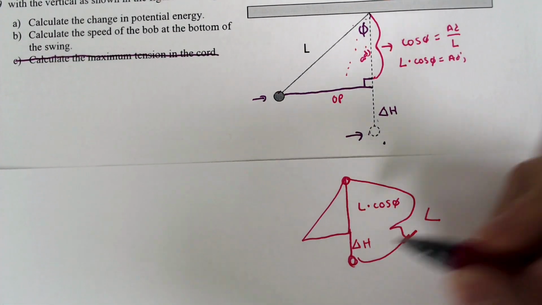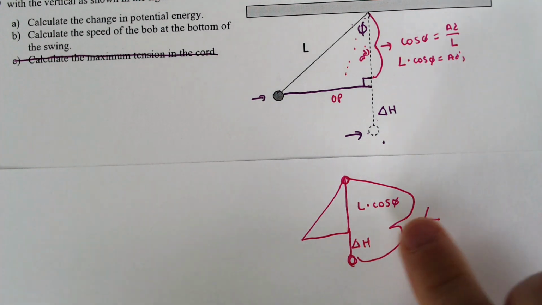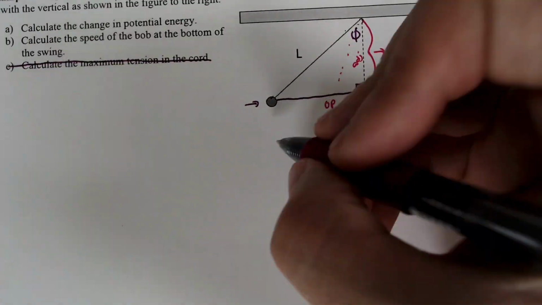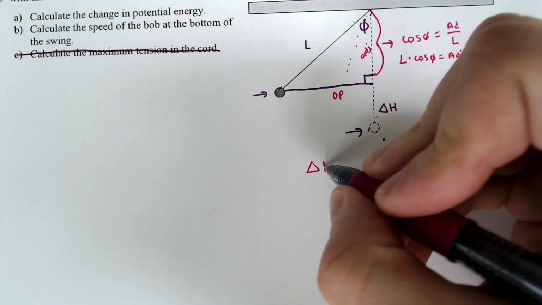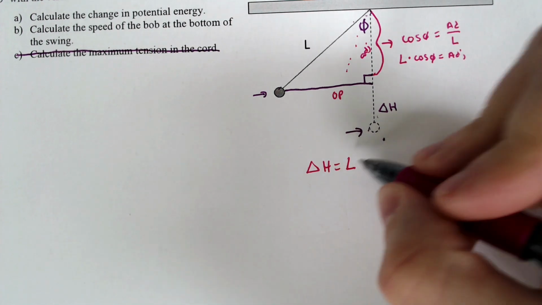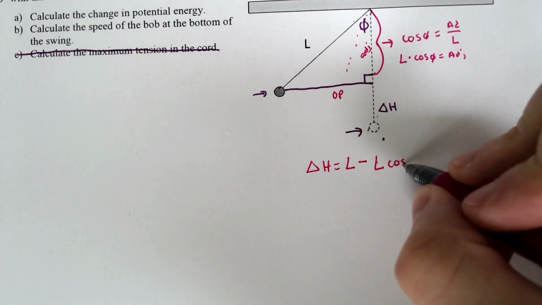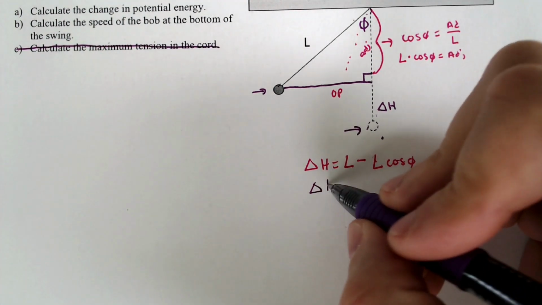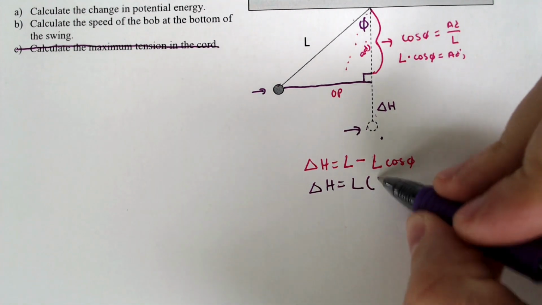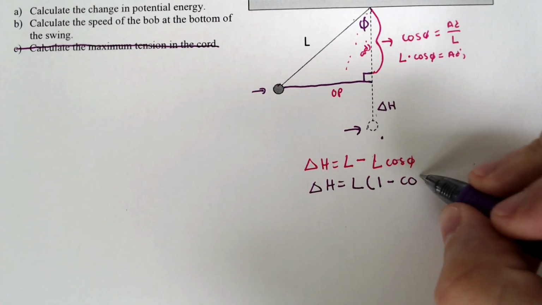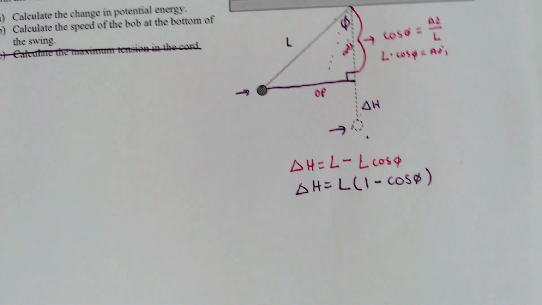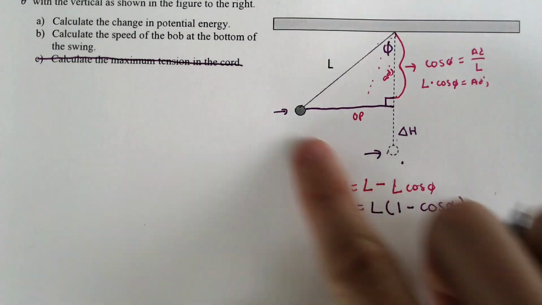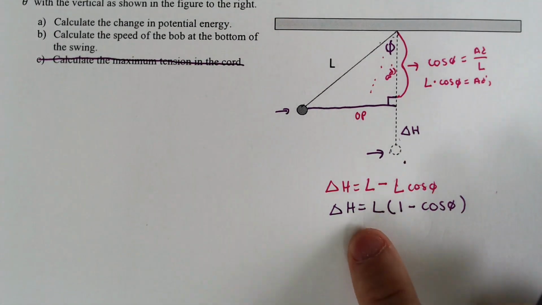What would be delta H? Well, if you take the whole thing L and subtract this L cosine theta, you would get delta H. So our change in height is equal to the full length minus L cosine of theta. It's not necessary, but it is very helpful to factor out an L here to give us L times 1 minus cosine of theta. A lot of times you will see the L represented as an R for the radius, because it's kind of like a circle when you think of it swinging around. All right, that just told us our delta H.